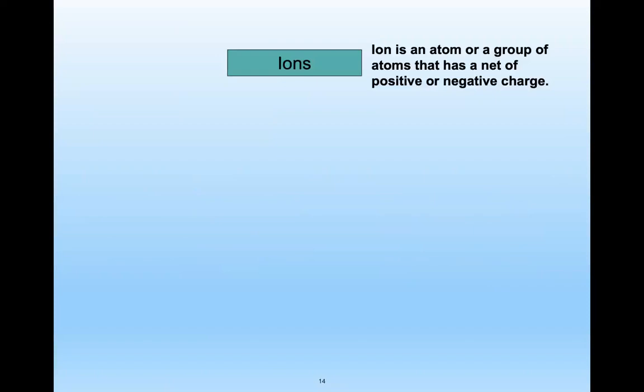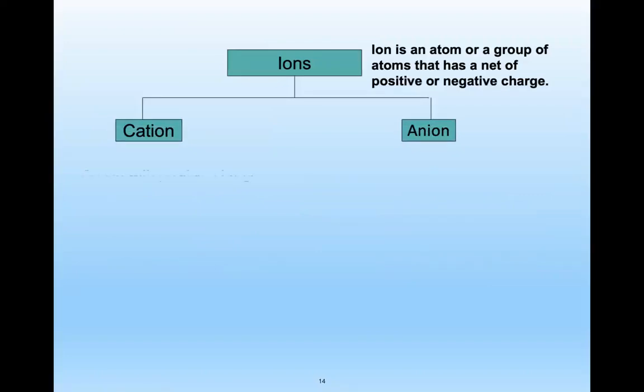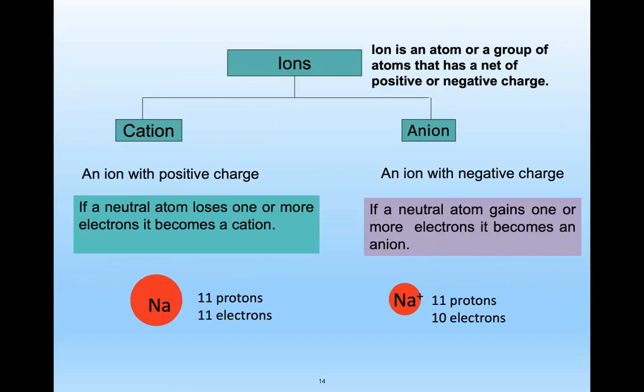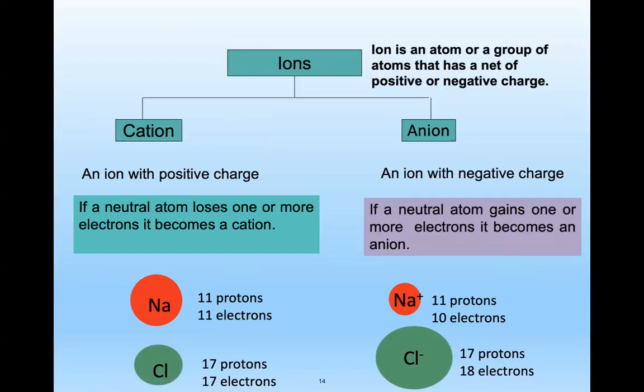What about ions? An ion is an atom or group of atoms that has a net positive or negative charge. Look at the examples here: sodium here and sodium here. What about cation and anion? Look at the example here. Here is sodium, 11, 11. What about chlorine? 17, 17.